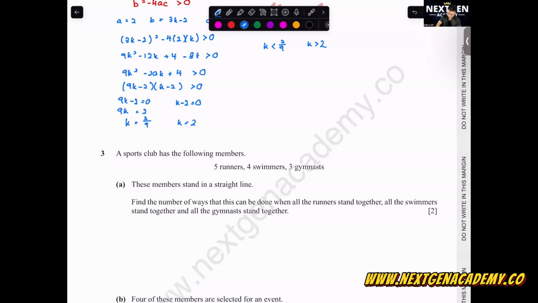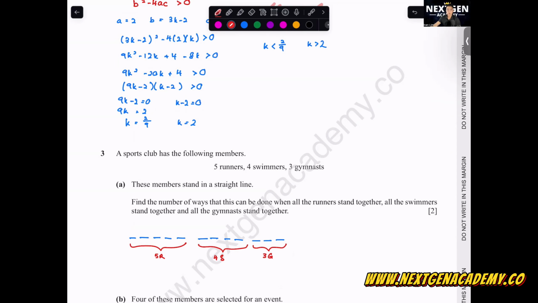9, 12. So 1, 2, 3, 4, 5, one group. 1, 2, 3, 4, one group. 1, 2, 3, one group. They're all standing side by side. We can just put the 5 runners first. So all of this will be runners. 5 runners, 4 swimmers, 3 gymnasts. Doesn't matter which one you start with. You can start with 3 gymnasts, 4 swimmers, 5 runners, or 4 swimmers, 5 runners, 3 gymnasts.